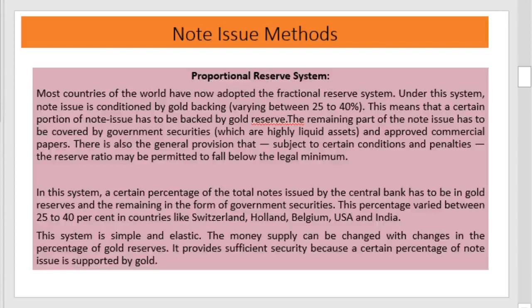In the proportional reserve system, a certain percentage of the total notes issued by the central bank has to be kept in gold reserves, with the remaining in the form of government securities. This percentage varied between 25 to 40%. Countries like Switzerland, Holland, Belgium, USA and India followed this system.